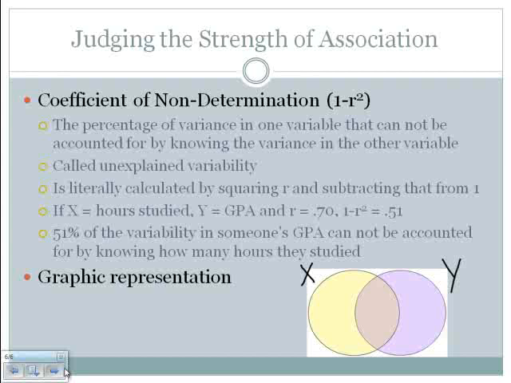And mathematically, it is literally calculated by squaring R and subtracting that from 1. So in the same example, if X is our hours studied, Y is our GPA, and R is equal to 0.7, 1 minus R squared is 1 minus 0.49, which in this case yields 0.51. And again, that is the 51%. So here is R squared, and here is 1 minus R squared. So it's the variability in someone's GPA that we can't explain by knowing how many hours that they actually study.